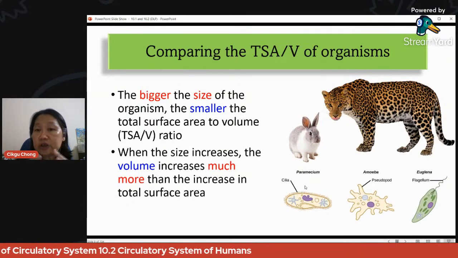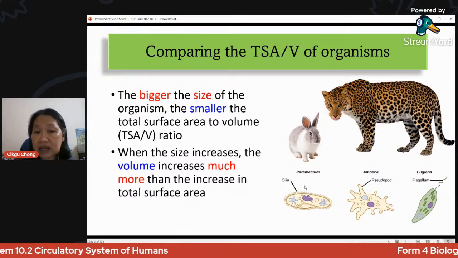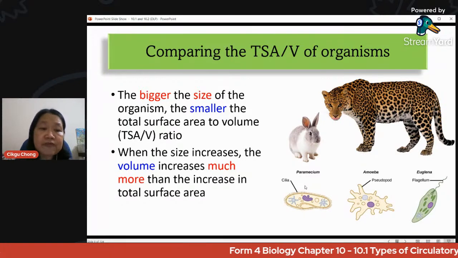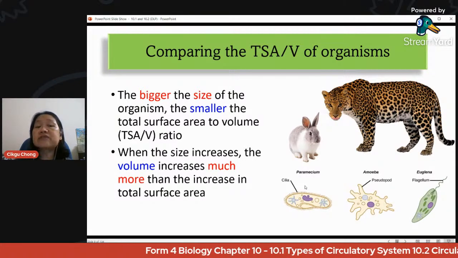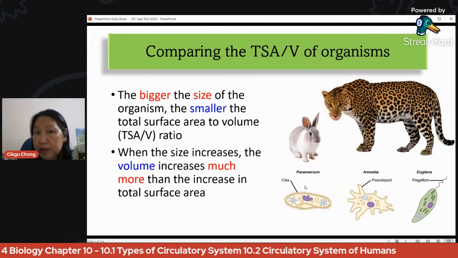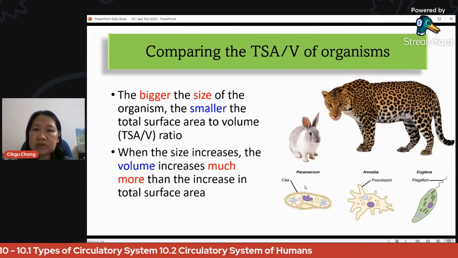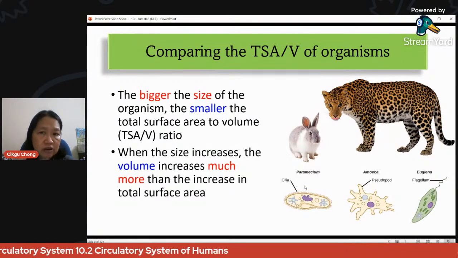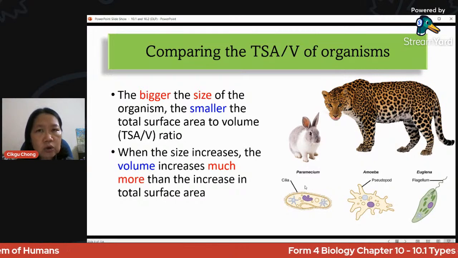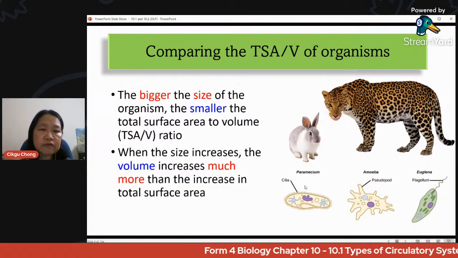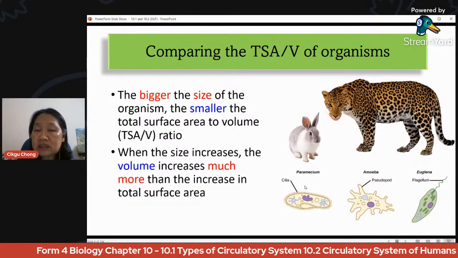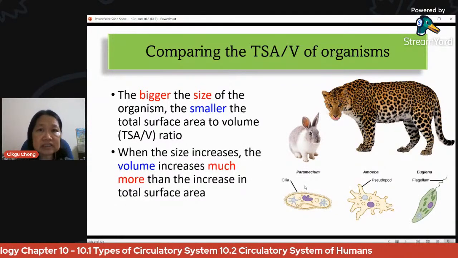Okay, so when the size increases, as the animal becomes larger and larger in size, the volume actually increases much faster than the increase in the total surface area. So your volume is a big number. When you have a number divided by a big number, your answer is a very small number. So your TSA per V is very small. That means there is not enough total surface area, so the diffusion will be very slow because diffusion is related to the total surface area. The more surface it has, diffusion will happen faster.